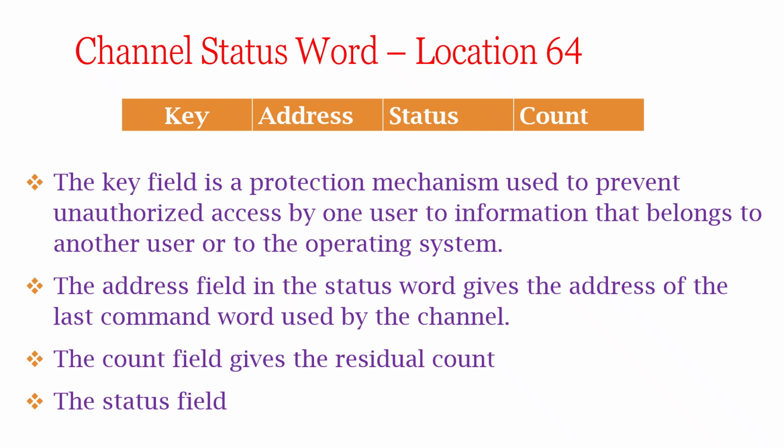The address field gives the address of the last command word which is executed by the channel. Third one, the count field gives the residual count. So that is the number of words we are going to transfer from memory to peripheral or peripheral to memory. And the last one is the status field, which contains the status of the channel and the devices or any error condition.